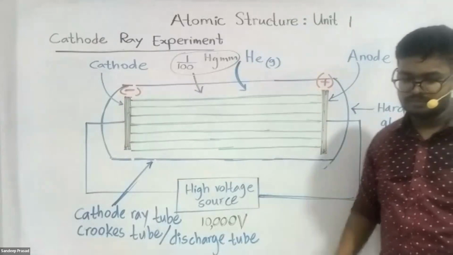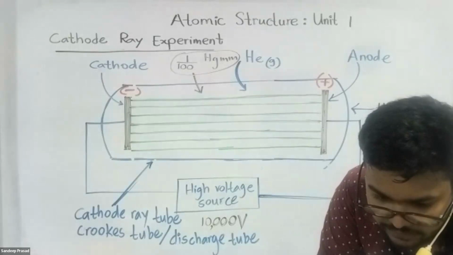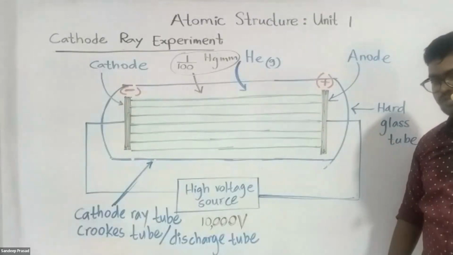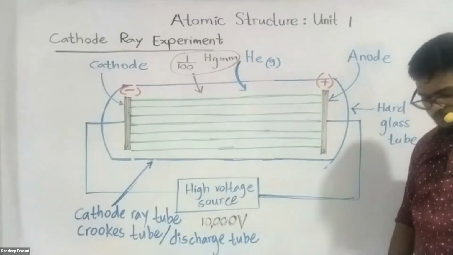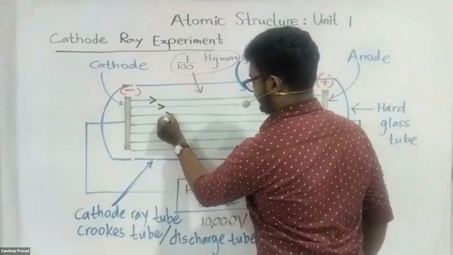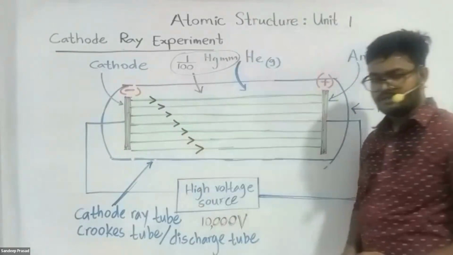Kind of, okay. Therefore we can see this in green. I have a video I will show you, then you will understand. Now look at this. I want all of you to understand this. Some radiations are emitting from the cathode. Remember, these people didn't expect that.